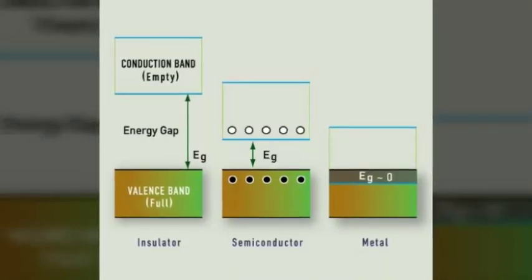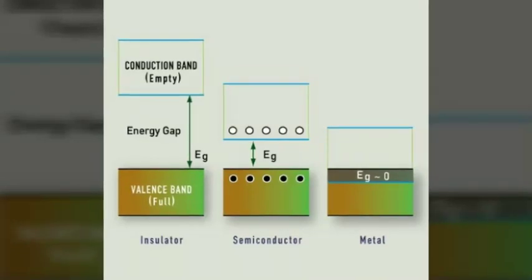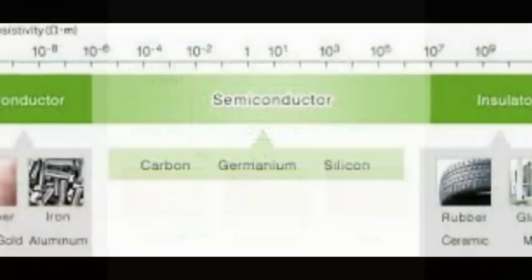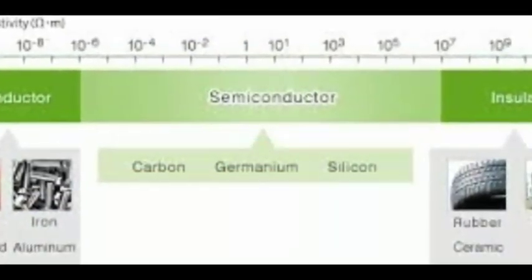Let's discuss the main topic of this lecture, semiconductor, with its definition. The resistivity of these materials lies in between conductors and insulators. For example, germanium, silicon, selenium are some examples of semiconductors.